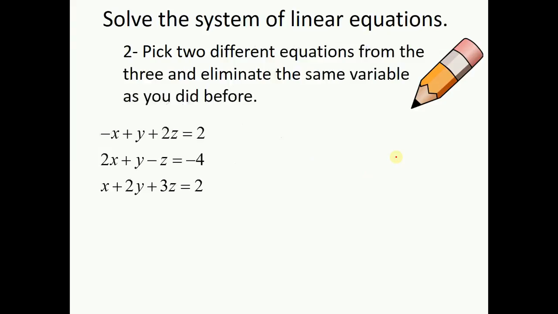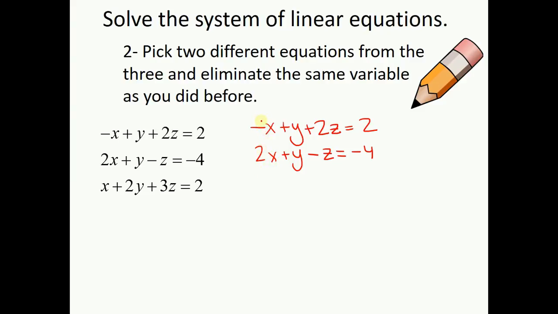Now, let's pick two different equations and eliminate the same variable. So basically eliminate x again. But I cannot pick the first and the third equation. Again, I need to pick two different ones. So I'm going to pick the first and the second because one has a negative and one has a positive for my x's. So I will have negative x plus y plus 2z equals 2 and 2x plus y minus z equals negative 4. So I need to get my x's to cancel again.